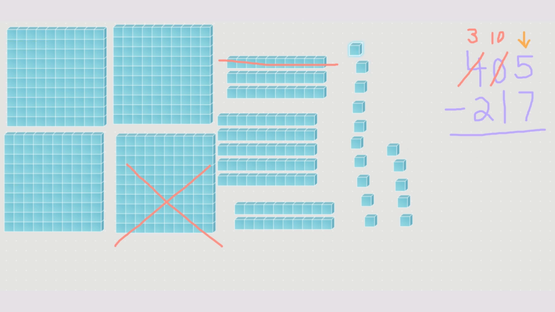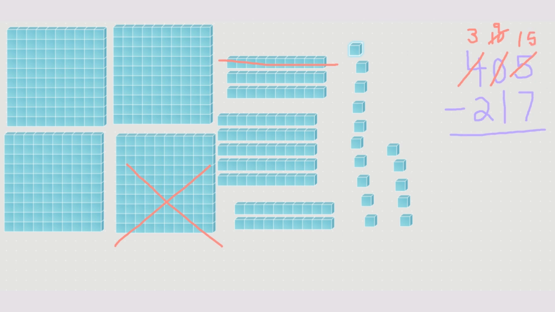Again, I have to show that trade in my equation. So I'm going to show what I just did. I took out a 10 stick, so I no longer have 10. I have 1, 2, 3, 4, 5, 6, 7, 8, 9. So I'm going to change that 10 to a 9. And I no longer have 5 ones. I have 1, 2, 3, 4, 5, 6, 7, 8, 9, 10, 11, 12, 13, 14, 15. I have 15 ones now.